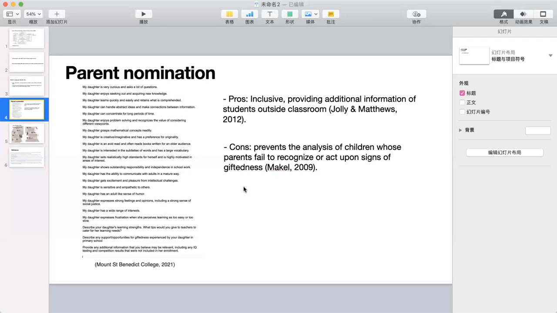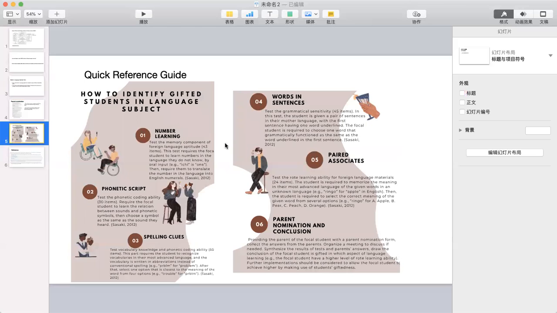However, Michael argued that we cannot rely on parent nomination only to identify gifted students, as it prevents the identification of children whose parents fail to recognize or act upon signs of giftedness. So parent nomination is only in favor of students whose parents are already actively involved in their education and notice the signs of their potential giftedness. We need to try our best to provide ongoing assessment, continuously collect up-to-date data, and create the aptitude and achievement profile for all students.